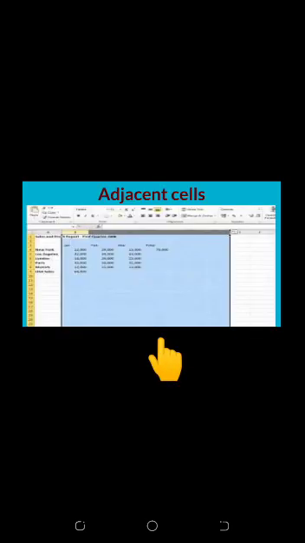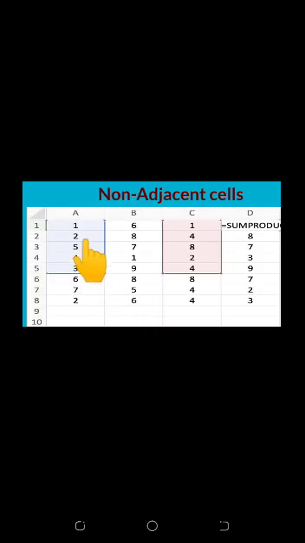Look at the example here. I have selected different rows and columns, but all together. These all are together, so this is called adjacent cells. And when I have selected 2 columns in different locations, the first column and the third column, that is called non-adjacent cells, because these are not all together. These are in separate blocks. I hope you have understood adjacent and non-adjacent cells.